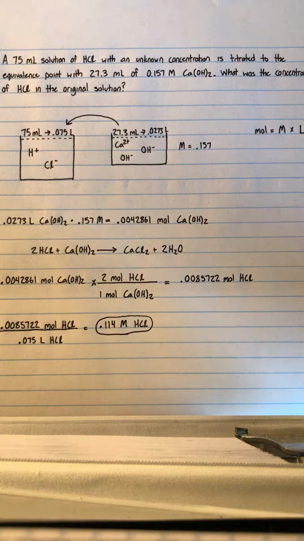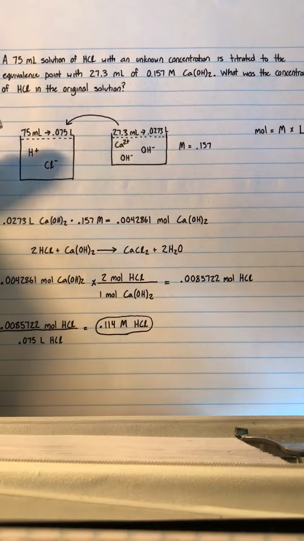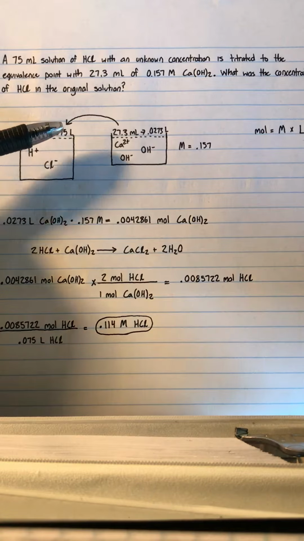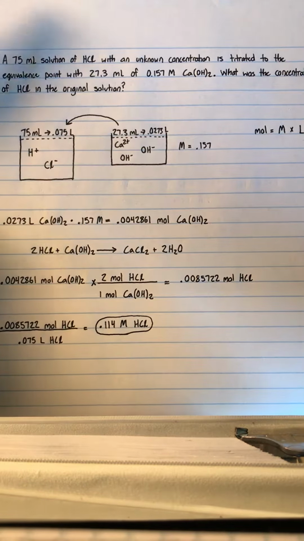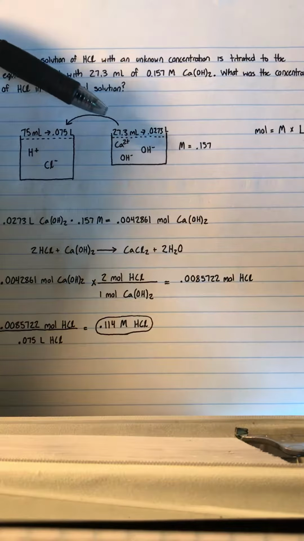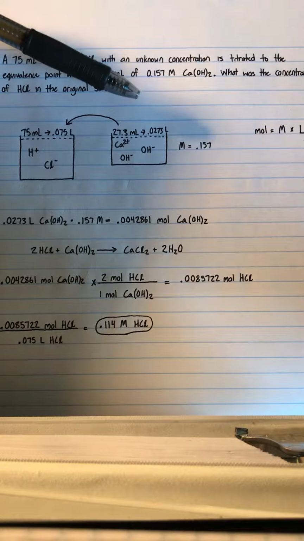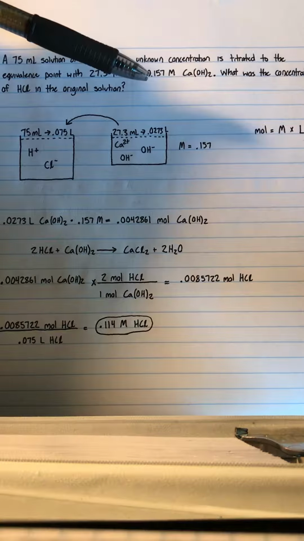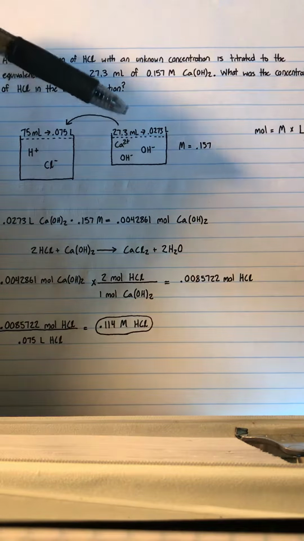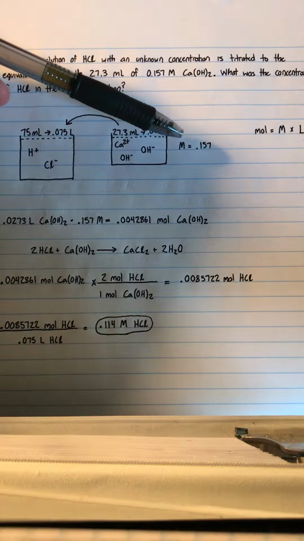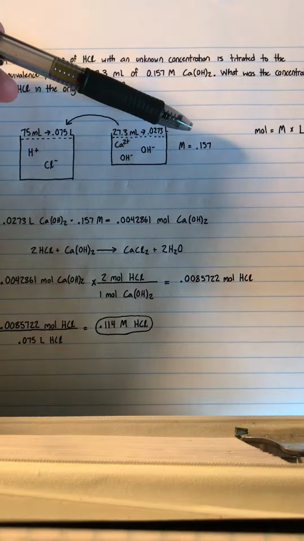So first we're going to draw a picture, and you're going to see right here we have our 75 milliliters of HCl, which is going to go down to 0.075 liters for purposes in the equation. And right over here we have the 27.3 milliliters, which translates to 0.0273 liters of our Ca(OH)2 with a molarity, or concentration, of 0.157.